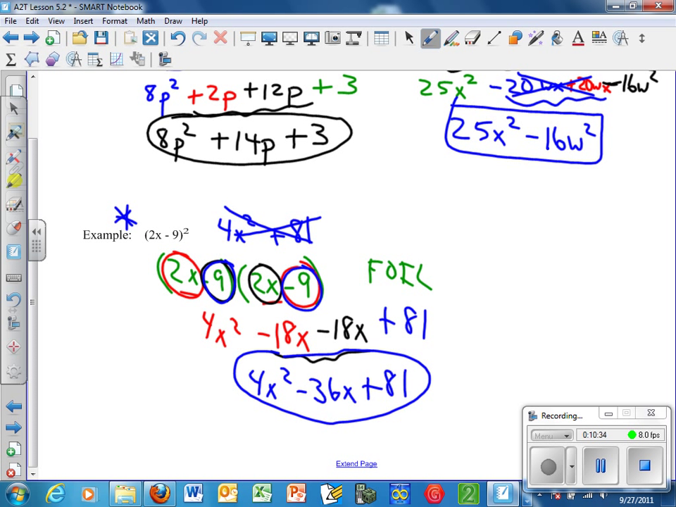If you did what I was talking about incorrectly, you get the 4x squared and the 81, but you missed the middle term. You must write out a binomial if it's squared. Must write it out twice, multiply it by itself, or you're going to miss the middle term. Very, very important and a common mistake that we see.